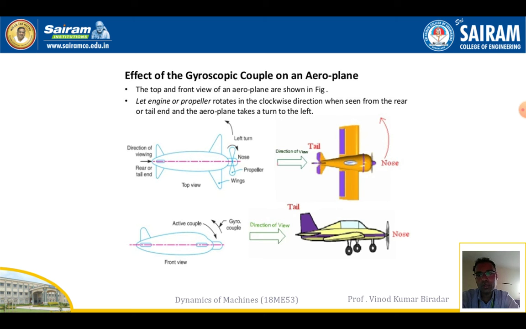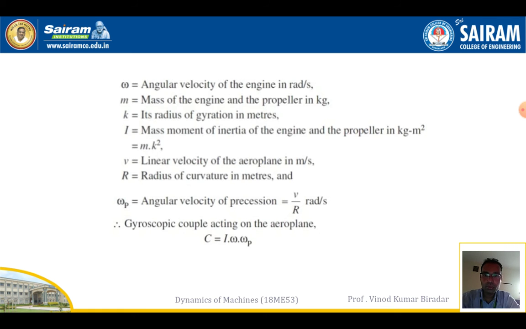When we observe this plane from the rear end, the propeller rotates in the clockwise direction and the plane takes a turn to the left. Then what is the effect? These are the parts of the gyroscopic couple on an aeroplane, and these are the terms we are going to use.